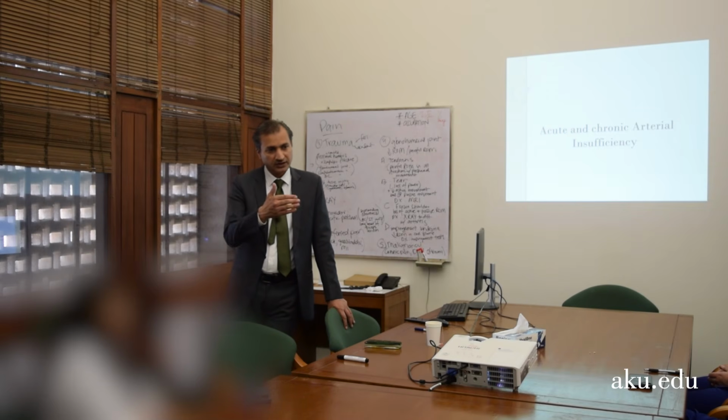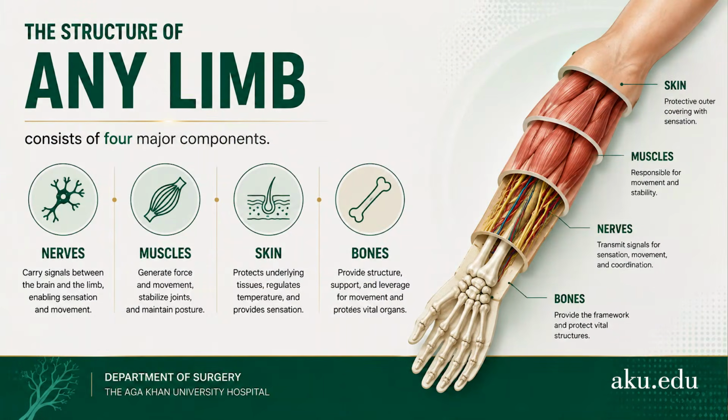They are further divided into two categories: immediately threatened, and those in which you have some time. So we know that in a limb there are four tissues: nerves, muscles, skin, and bone.